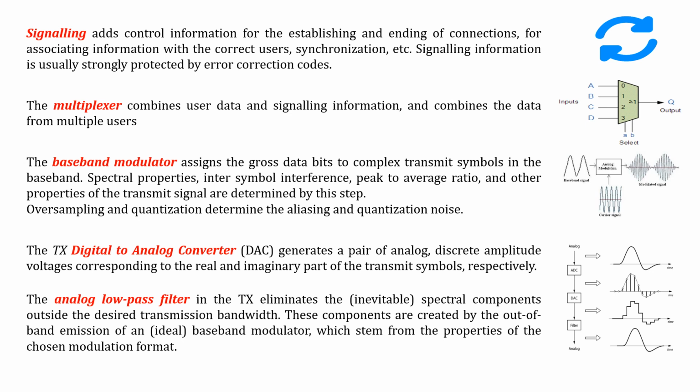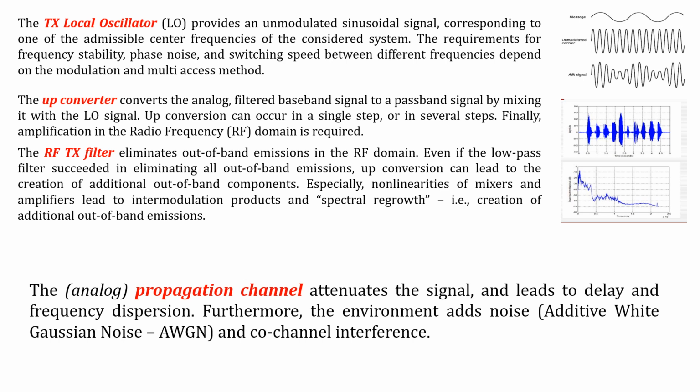All those signals will be converted into analog format, and then passed to the analog low pass filter, in which the transmitter eliminates the spectral components outside the desired transmission bandwidth. So all the components spread outside the desired bandwidth will be eliminated by this low pass filter. After the signal is properly filtered, it is fed to the TX unit. Following that, you have the TX local oscillator, which provides an unmodulated sinusoidal signal corresponding to one of the admissible center frequencies. The requirements for frequency stability, phase noise, and switching speed between the different frequencies depend upon the modulation technique that we use.